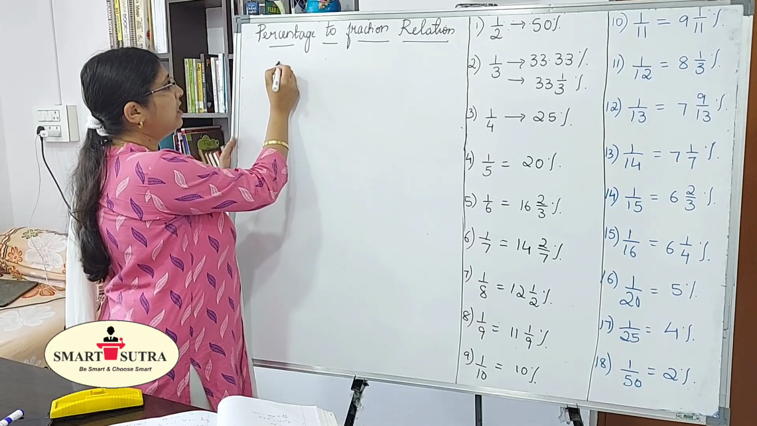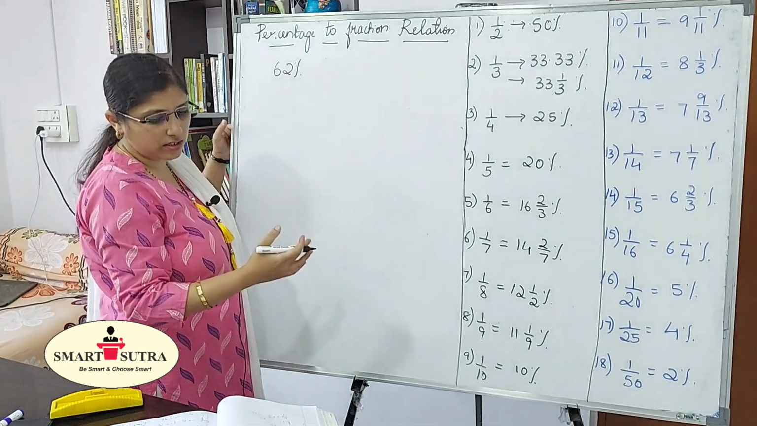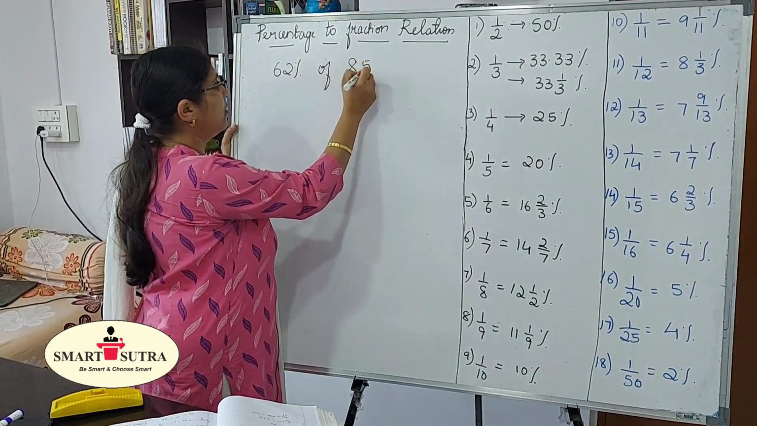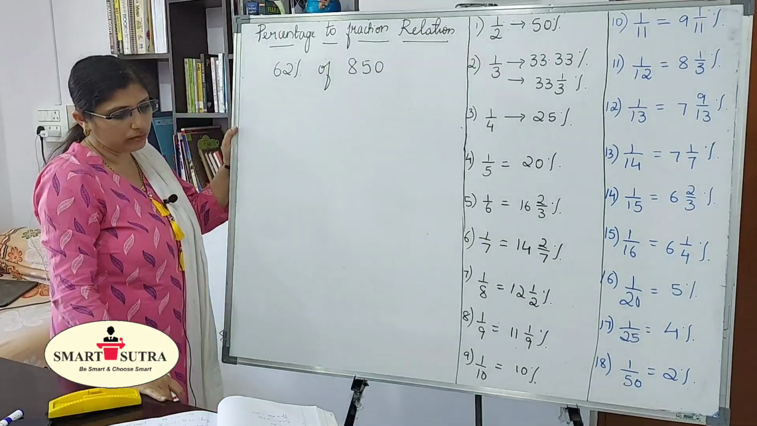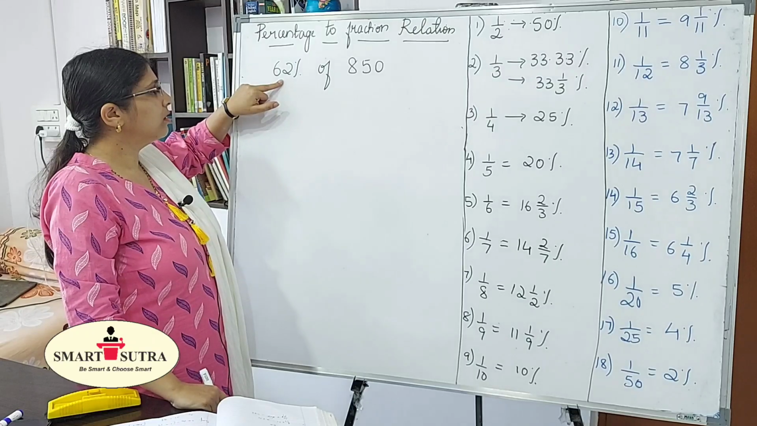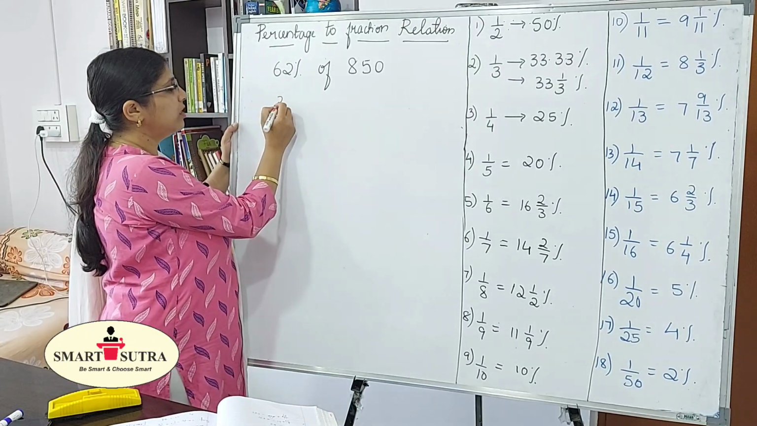Now, one simple problem we'll take, this is the last one, and then we'll increase the complexity. So, 62% of 850. Okay. Now see, this is a multiple of what? It cannot be a multiple of 4. It can be a multiple of 2. 2 3s are 6, 2 1s are 2.